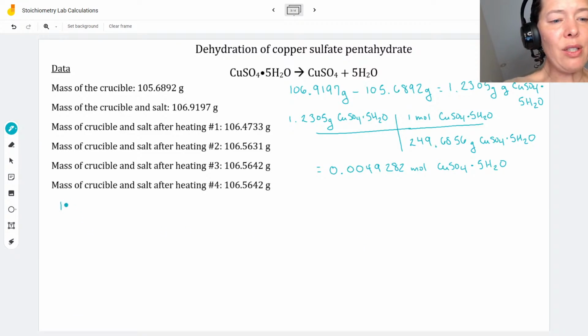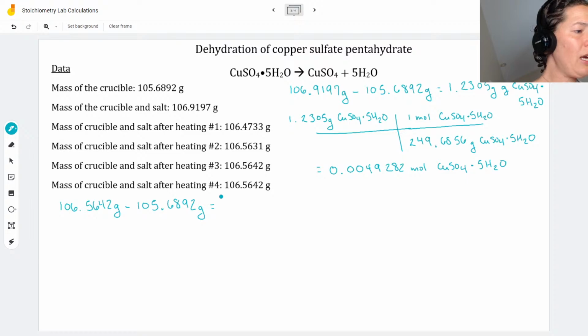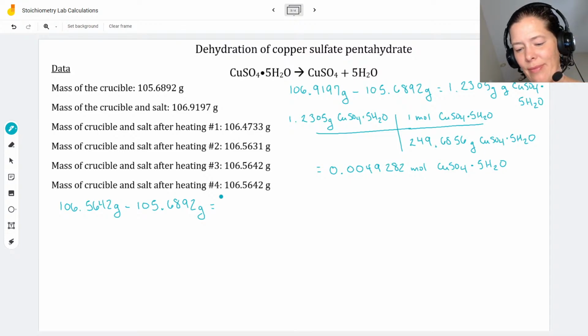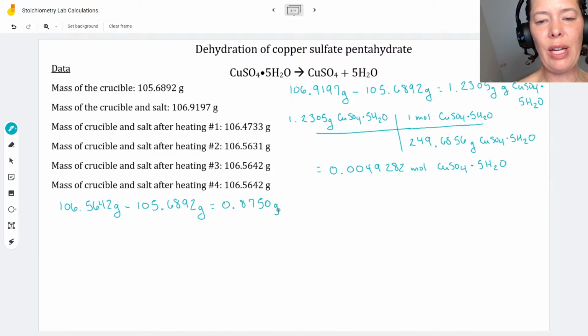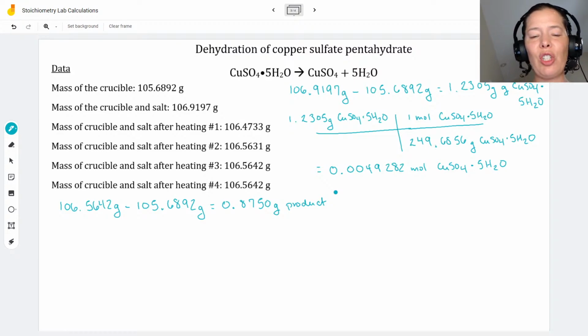So here is my mass of crucible plus my product, and I'm going to subtract out the mass of my crucible. Let me see that calculation. Let me grab my calculator. Okay, so my mass of product is 0.8750 grams. And I'm just going to write product here because I really don't know how many moles of water I've actually driven off. So I'm just going to call it the product.